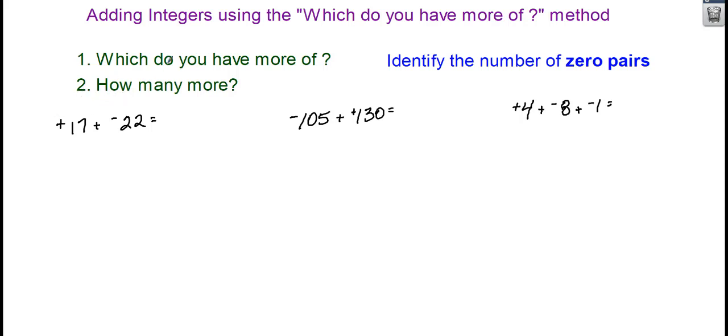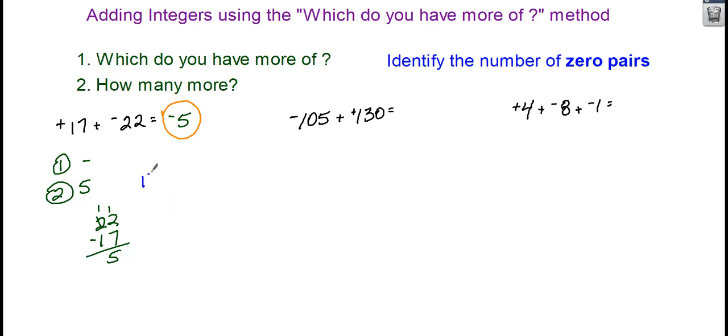So positive 17 plus negative 22, I'm going to answer those 2 questions. The first question, which do I have more of? I have more negatives. That becomes the sign of my answer. The second question, how many more? Well, 22 take away 17 is 5. So I know my answer is negative 5.